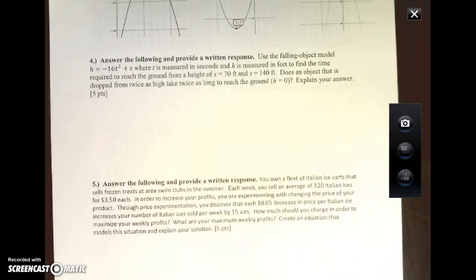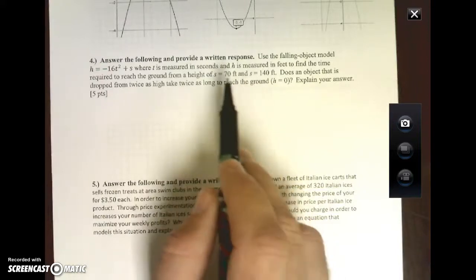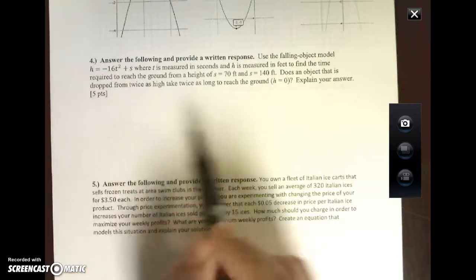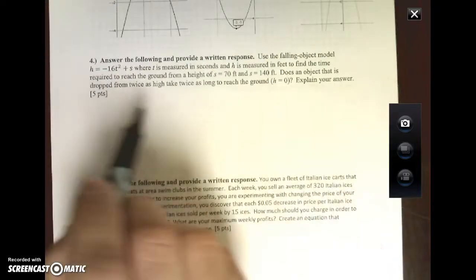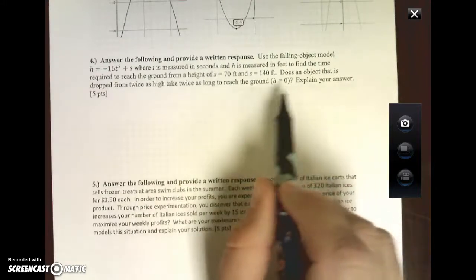Number 4, use the following object model, h equals negative 16 t squared plus s, where t is measured in seconds and h is measured in feet, to find the time required to reach the ground from a height of 70 feet and 140 feet. Please notice that it says s equals, so I wonder which letter I'm going to put 70 and 140 in for. Does an object that is dropped twice as high take twice as long to reach the ground? Explain your answer.